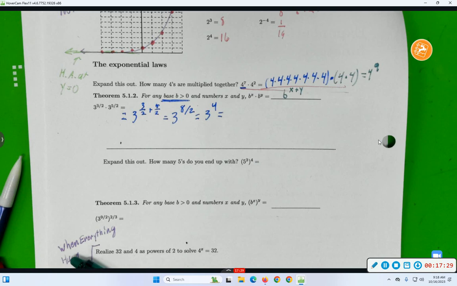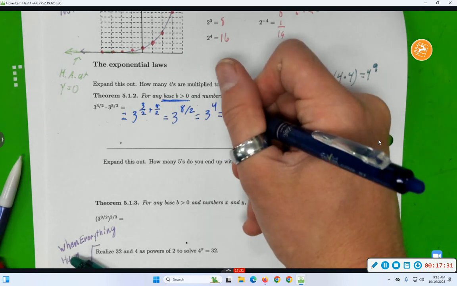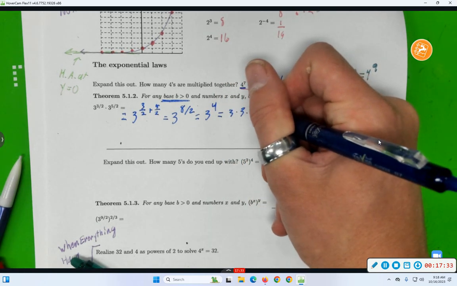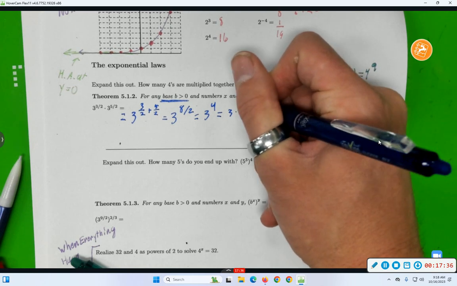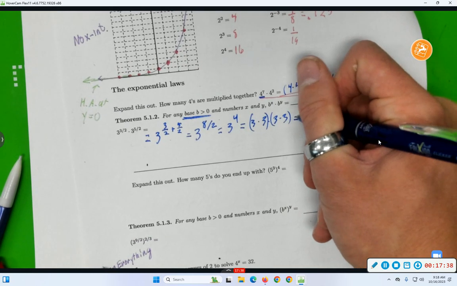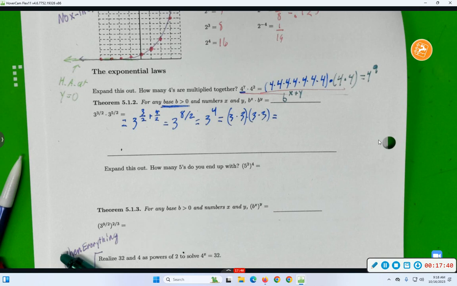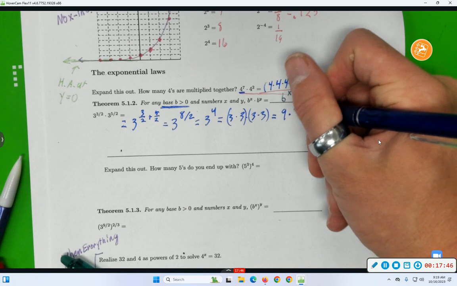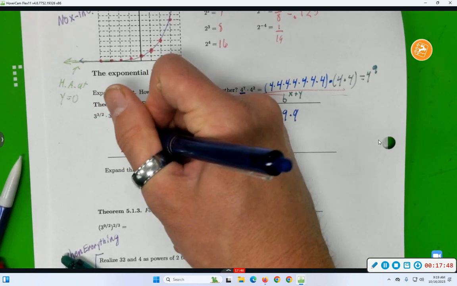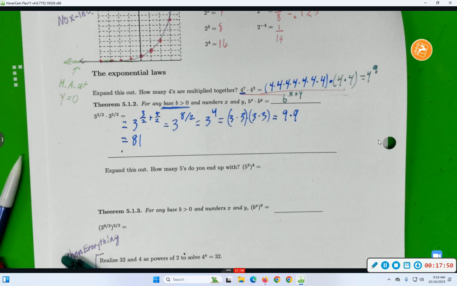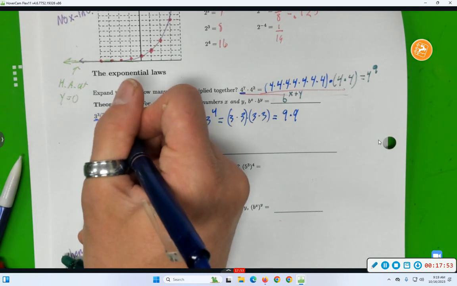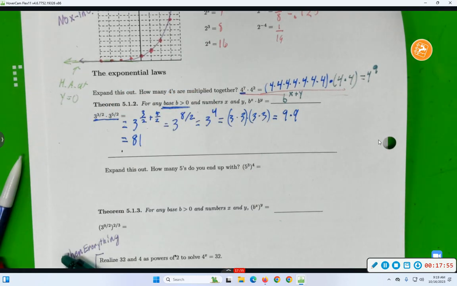Let's actually write out what 3 to the 4th is. That's 3 times 3 times 3 times 3. Maybe I'll gather together some 3s. Each of those pairs of 3s, what are they equal to? 9. So this is 9 times 9, also known as 81. Cool. So here's the takeaway. 3 to the 3 halves and 3 to the 5 halves, those are things that I would not be able to compute on my own.